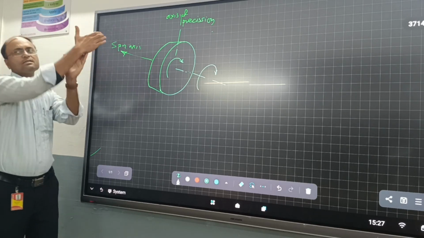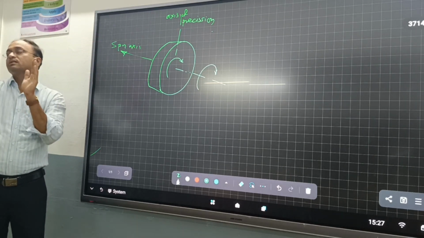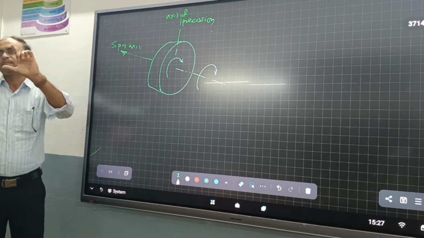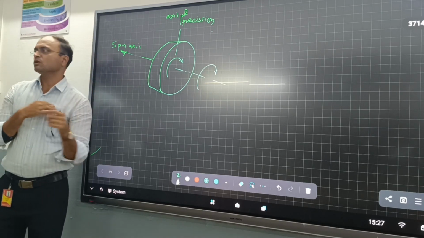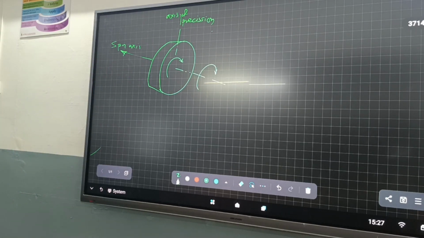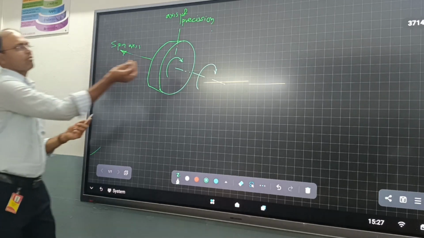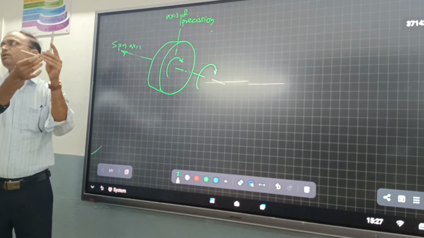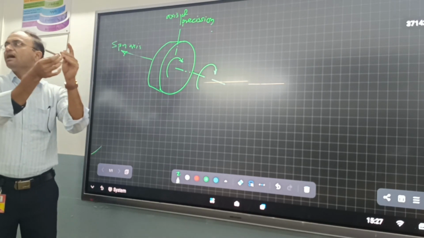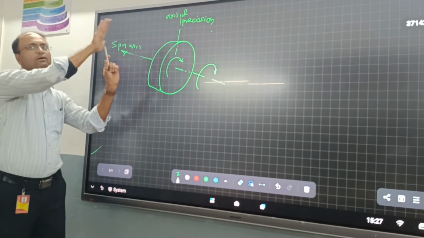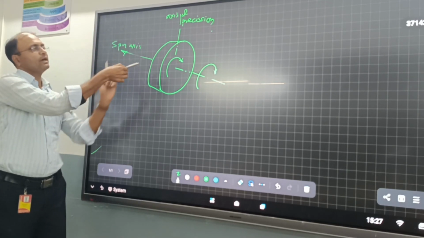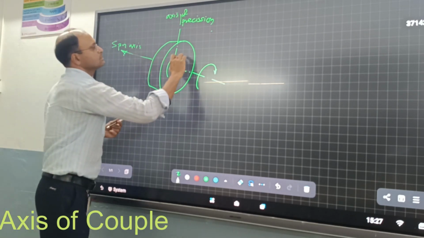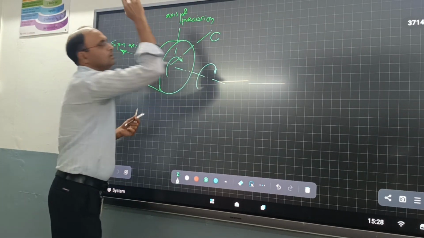Now whenever the disc is given a turn, it is observed that a third element acts, and what is that? That is couple. So how does couple act? These are the two axes for this disc. This is the axis of spin, this is the axis of precession. The couple axis is perpendicular to both these axes, and whenever you look at it from the top, it is in clockwise direction. So this is the direction of the axis of couple. So along this direction the couple axis will act. Okay, so this is the axis of couple.